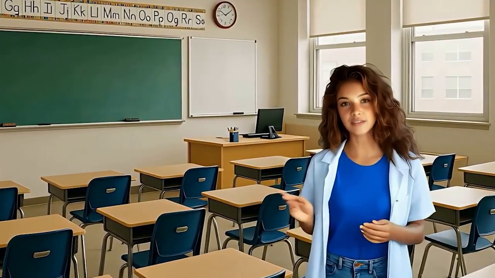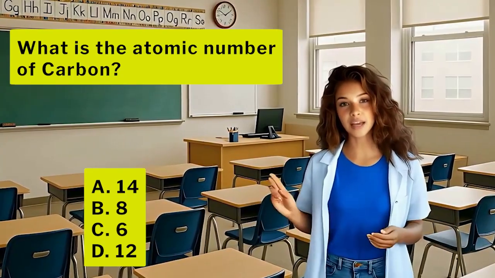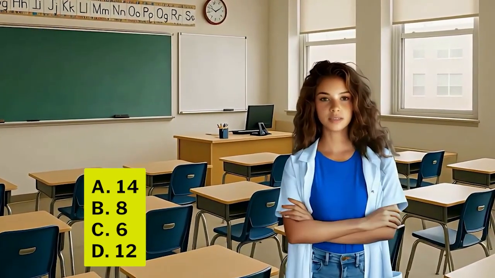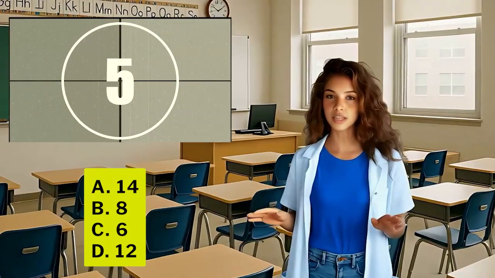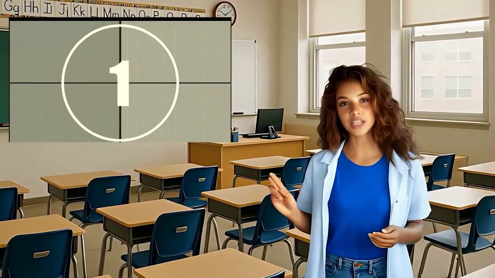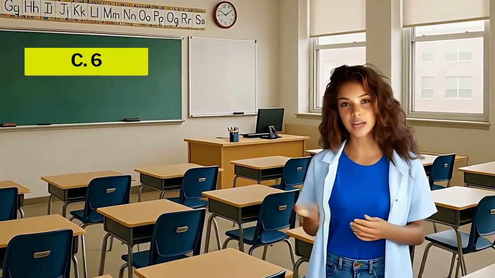Chemistry just got deep. Question 13. What is the atomic number of carbon? Is it A, 14, B, 8, C, 6, or D, 12? You have 6 seconds. Okay, it's definitely in the second row, and rows are periods, right? So, what is the atomic number of carbon? Time's up. The answer is C, 6. Did you get it? Check out one last cool and fun chemistry reaction next.